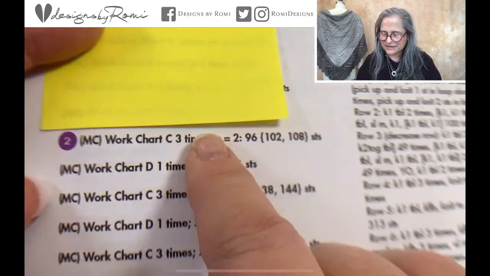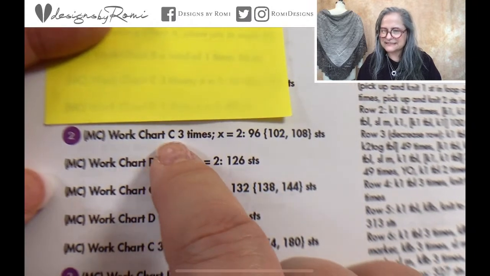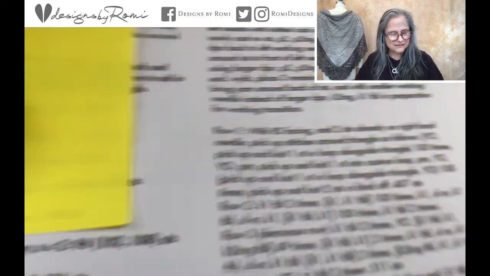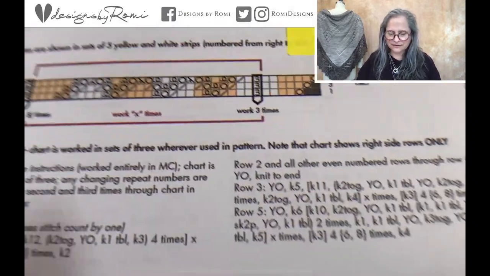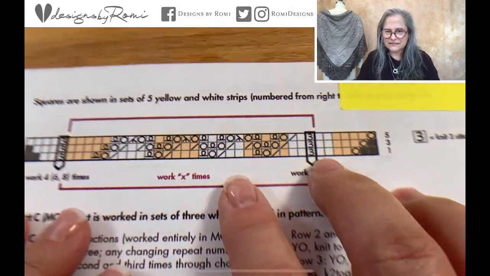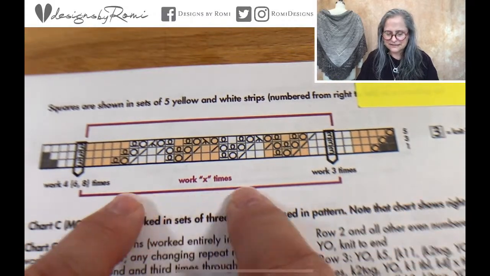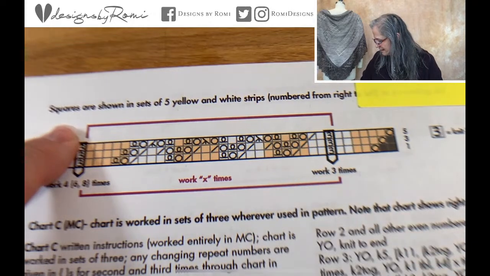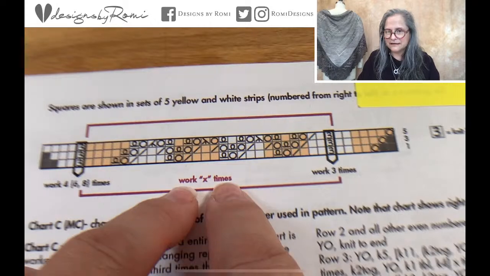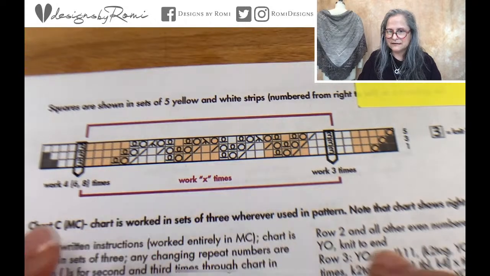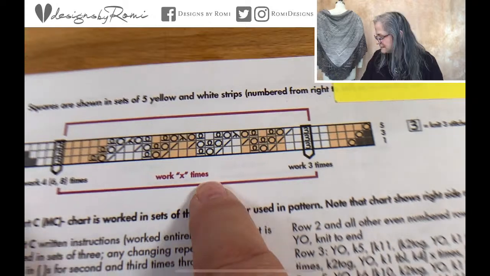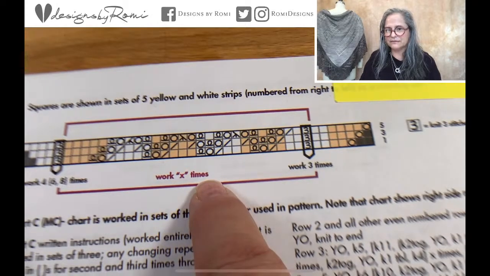As you can see, work chart C 3 times, and then X equals 2. If you take a little look over here at chart C, you can see that there is a red box here. And in that red box, there is a work X number of times. So for this one, it's 2 times. That's where we are right now.